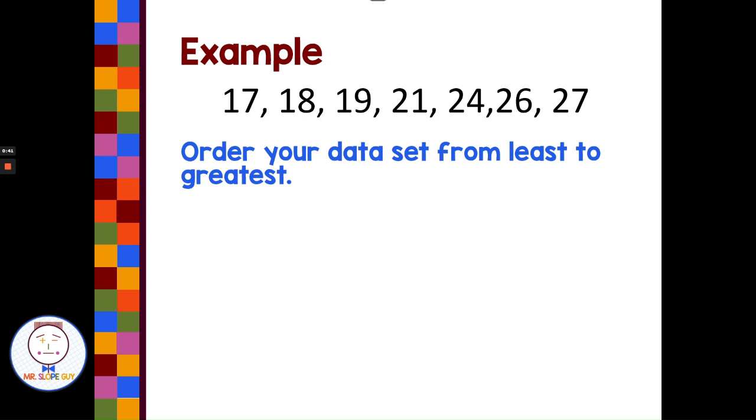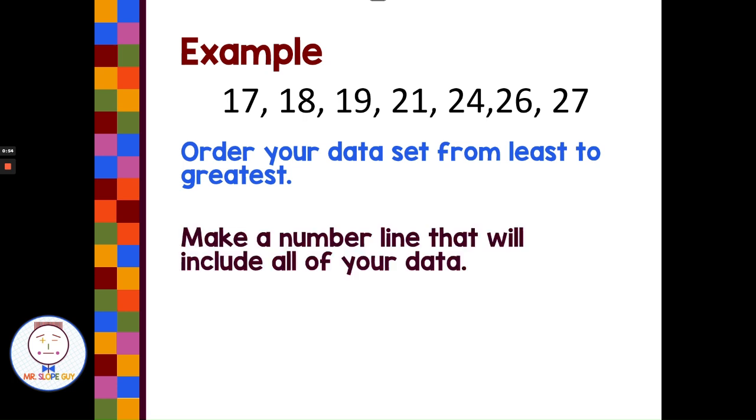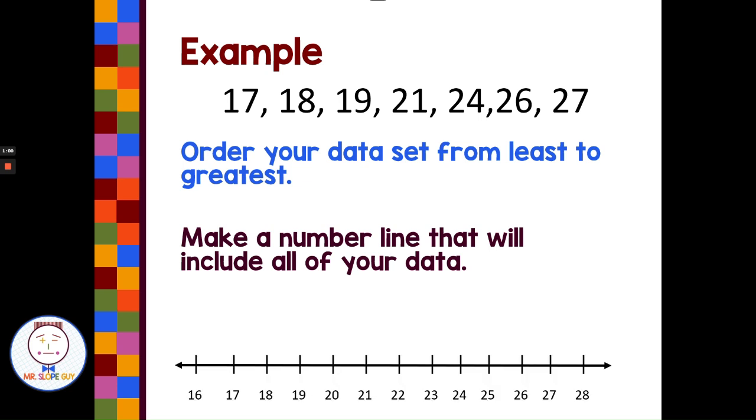So the first thing we'd want to do with this set of data is order from least to greatest. I went ahead and put this in order for us. We have 17, 18, 19, 21, 24, 26, 27. And we want to make a number line that will include all of our data, and it's good to go a little bit past it. In this case, it was reasonable to count by ones. And I went a little bit below it with 16, a little bit above it with 28.